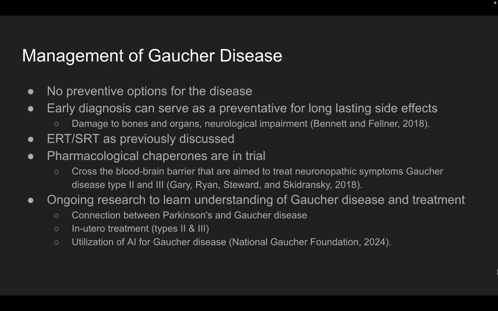There are several ongoing studies taking place to improve the treatment and understanding of Gaucher disease. Some of the ongoing studies include the connection between Parkinson's and Gaucher disease due to the fact that they both affect the GBA1 gene. They are also doing research on in utero treatment for Gaucher disease types 2 and 3, and utilization of AI for Gaucher disease.